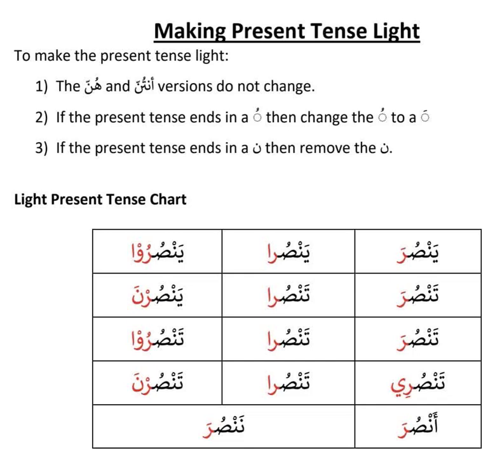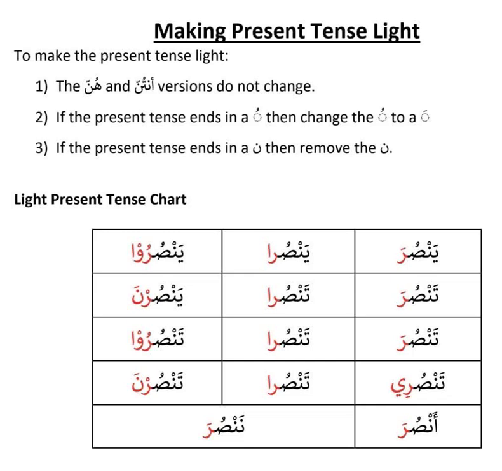Next example, an tadbahu. The actual word is tadbahuna. Tadbahuna is the full version, like tansuruna. How to make it light? You have to remove the noon. So it becomes tadbahu. Because an is there, it is becoming light. Instead of tadbahuna, it is becoming tadbahu.